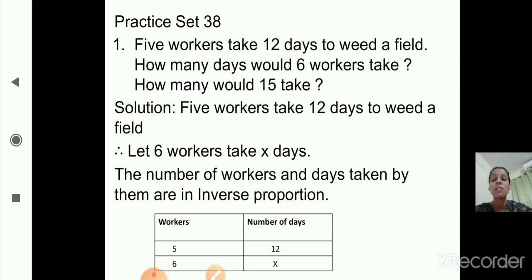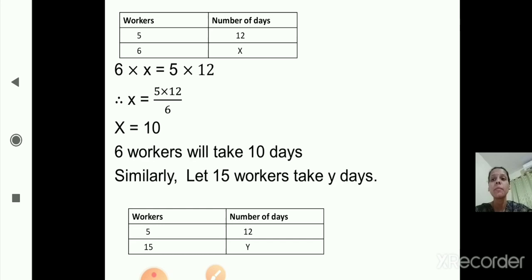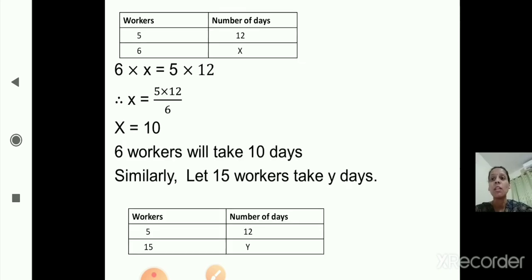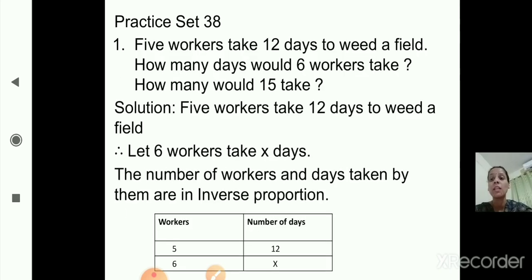So 15 workers we will consider as Y. First we considered it as X. So for the second one we will consider it as Y. Okay. The method is same. Now X is equal to 10 we got, means 6 workers will take 10 days, and Y is equal to 4, means 15 workers will take 4 days. Okay. So this is inverse proportion. When one quantity is increasing, the other quantity will decrease. As you can see here, as the number of workers increases, the number of days is lesser.